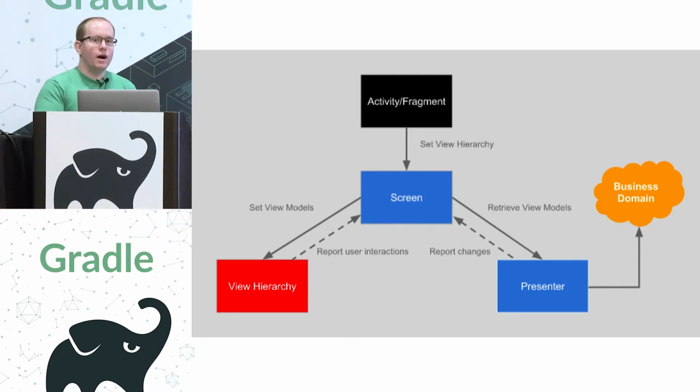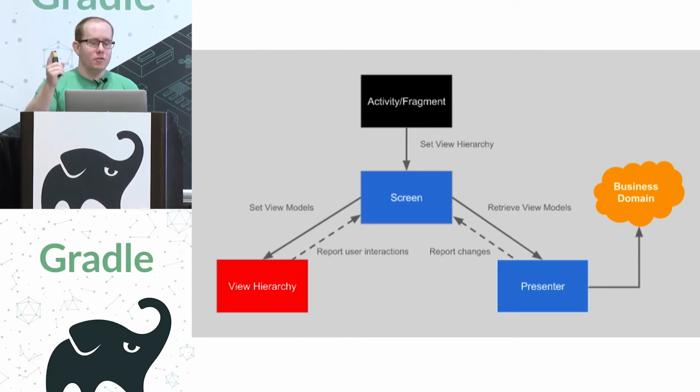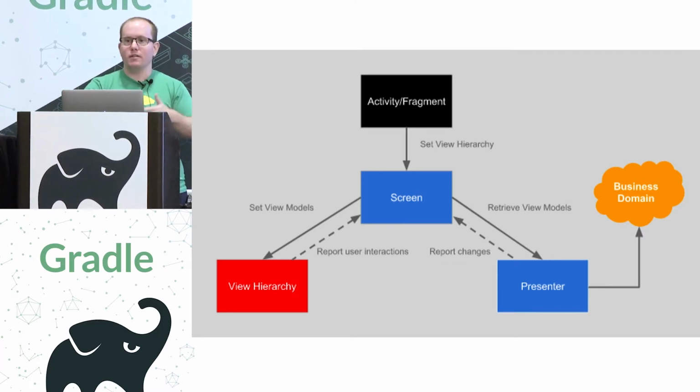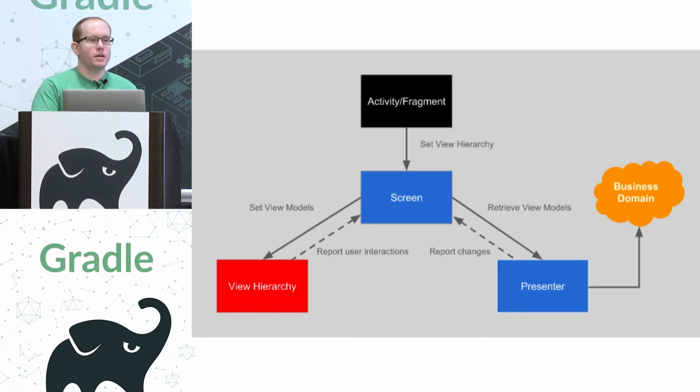Okay? The view hierarchy just knows how to render. So it gets view models from the presenter and renders them. The screen is a mediator that goes between the view hierarchy and the presenter. With this breakdown, we can make changes to the view rendering without risking anything else. We can change the presentation without risking anything else. This allows us to move more quickly and adapt to changes.